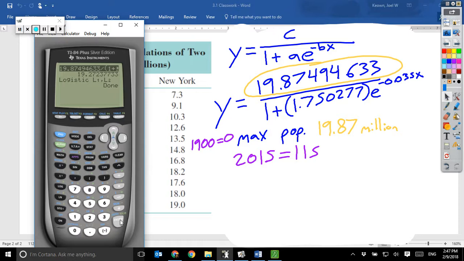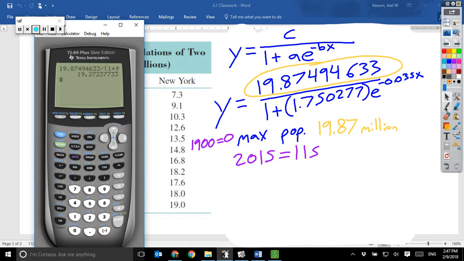And I went ahead and have it typed in, so I will scroll through here so you can see exactly what I have typed in though. So I typed in the 19.8 divided by, and then put the denominator in parentheses. So 1 plus, and then the 1.75 e to the negative, and then put 115 in there, and hit enter.